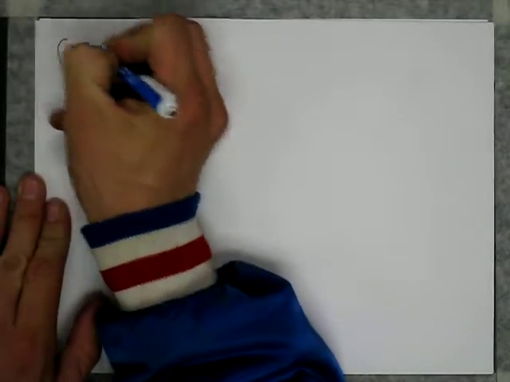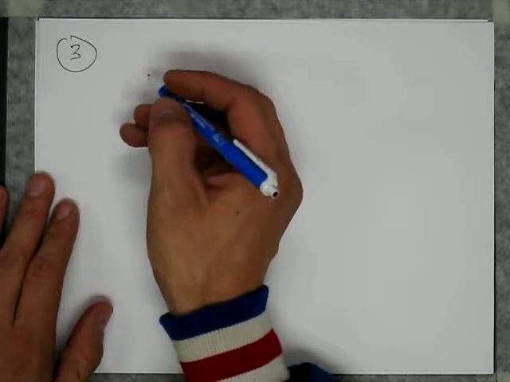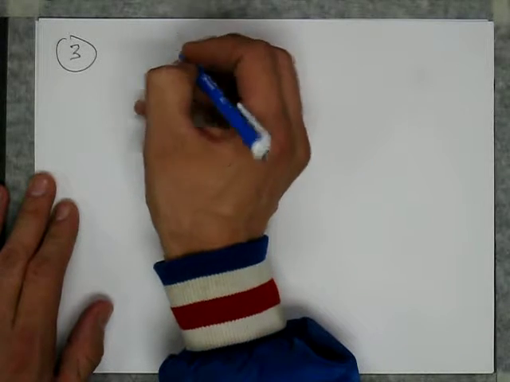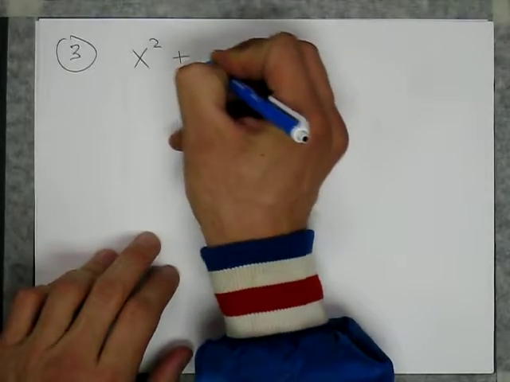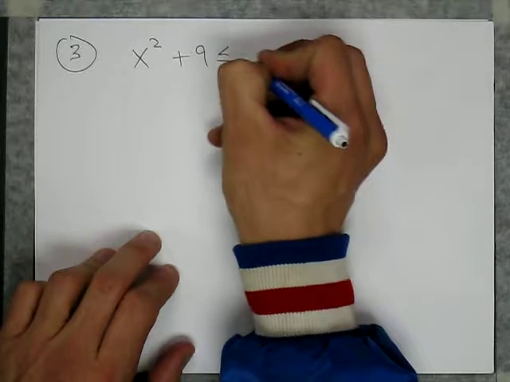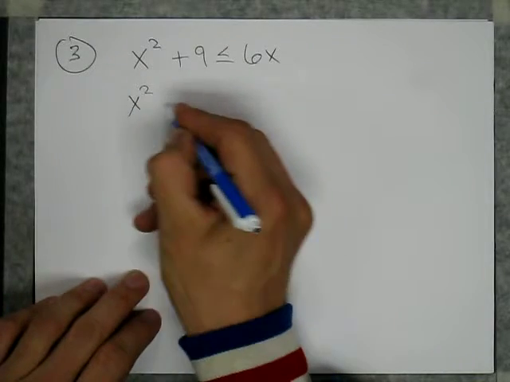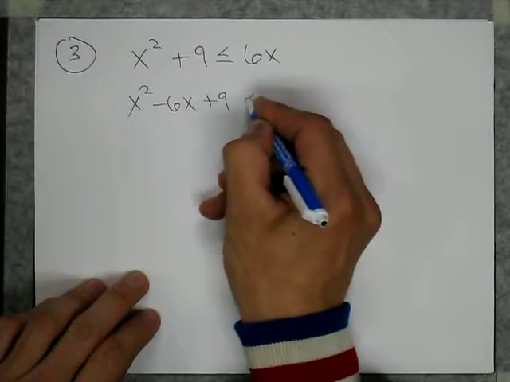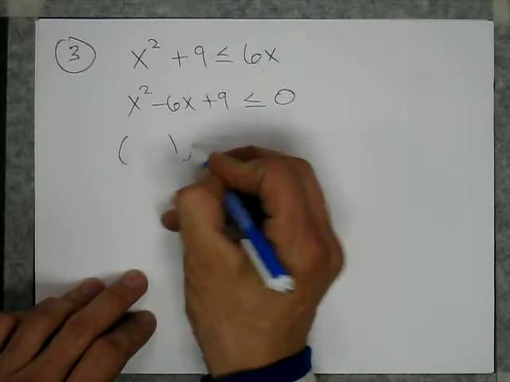Number 3 here, let's go with this one. x squared plus 9 is less than or equal to 6x. All right, now, same thing as we've done before with solving equations. We need to set it equal to 0, and then we need to factor. So we take this, we take this.